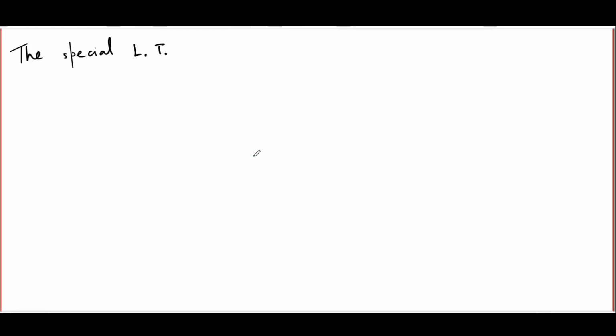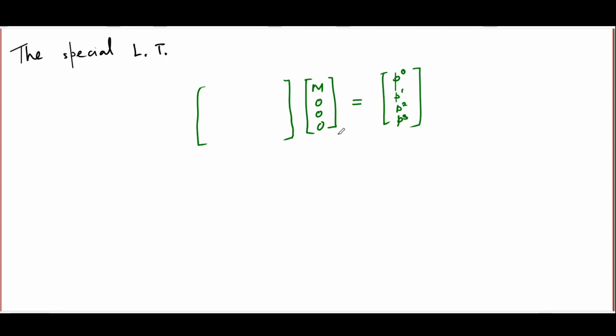Our special Lorentz transformation should be something we can write down as a 4x4 matrix, which will act on the 4-vector (M, 0, 0, 0) and give us (P0, P1, P2, P3). Now, this actually tells us something about the Lorentz transformation, but frankly, it doesn't tell us much.